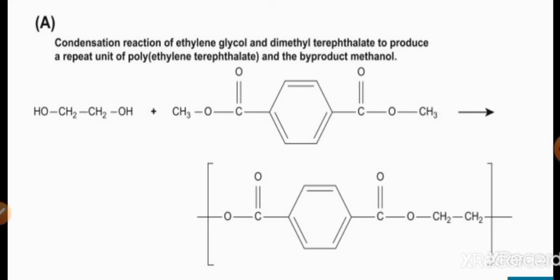Firstly, let us see the formation of polyethylene terephthalate from its monomers ethylene glycol and dimethyl terephthalate. This ethylene glycol and dimethyl terephthalate undergo condensation polymerization to form polyethylene terephthalate. You can see how the polymerization takes place.